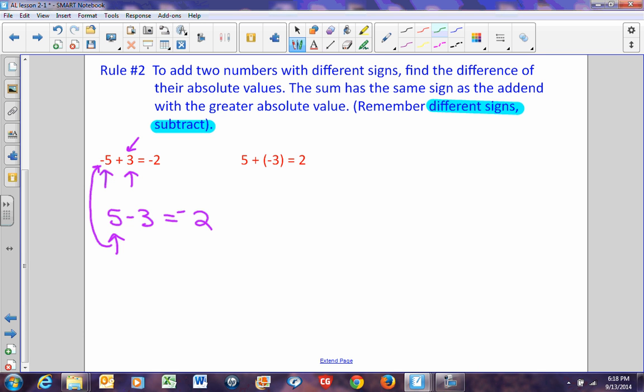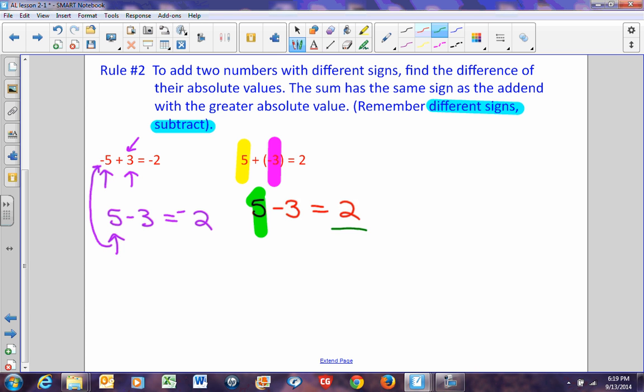The second example, still the same thing. I have two numbers. One is positive, one is negative. The number with the higher absolute value is 5. Therefore, 5 minus 3 is 2. 5 has the higher absolute value, so it is positive. So the answer is positive.